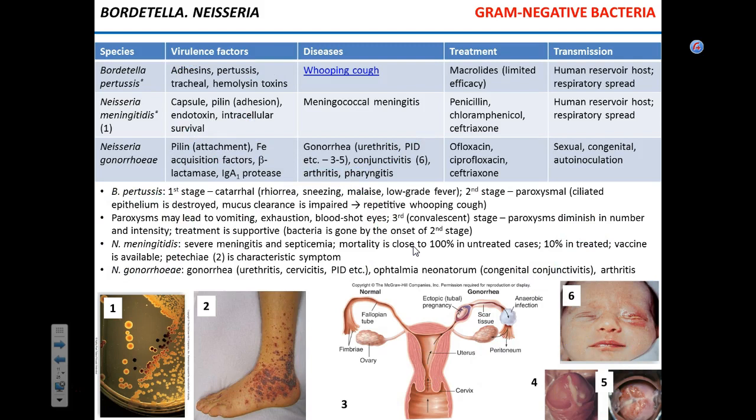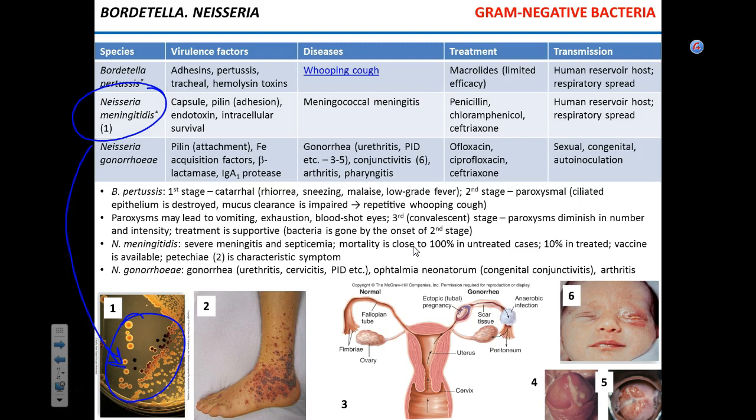Bordetella and Neisseria. So, if you don't mind, I'm going to start with Neisseria because I want to share something with Bordetella. Two members of the same genus causing completely different diseases. Neisseria meningitidis, shown here growing on the chocolate agar, is a gram-negative coccus, aerobic gram-negative coccus, also known as meningococcus, causing meningitis.